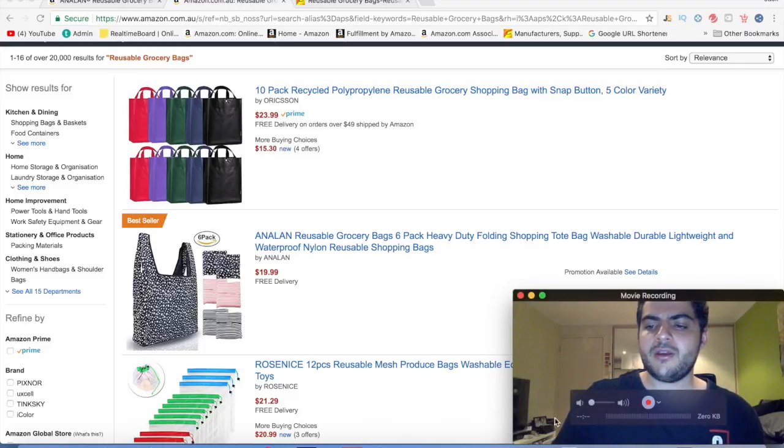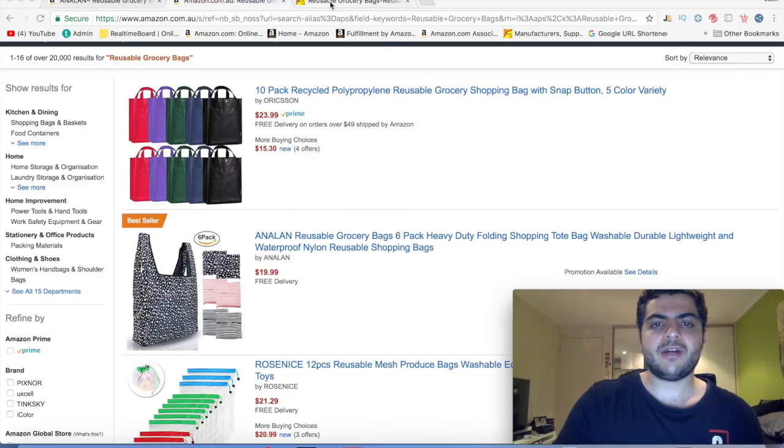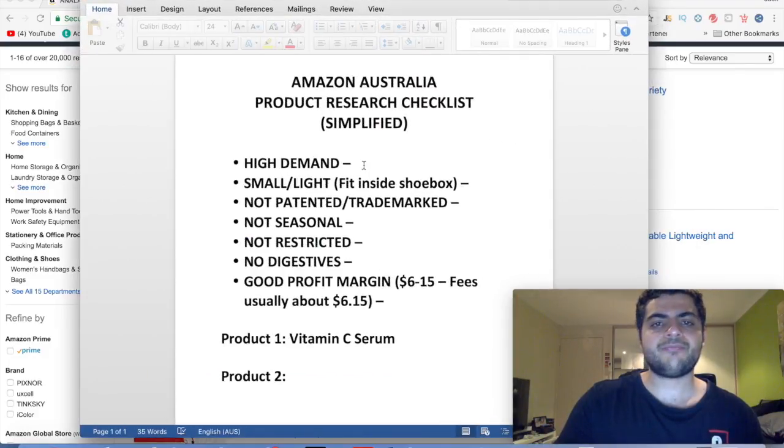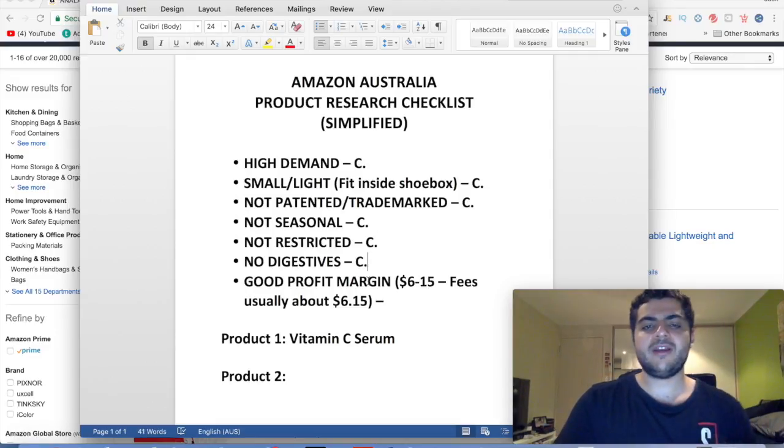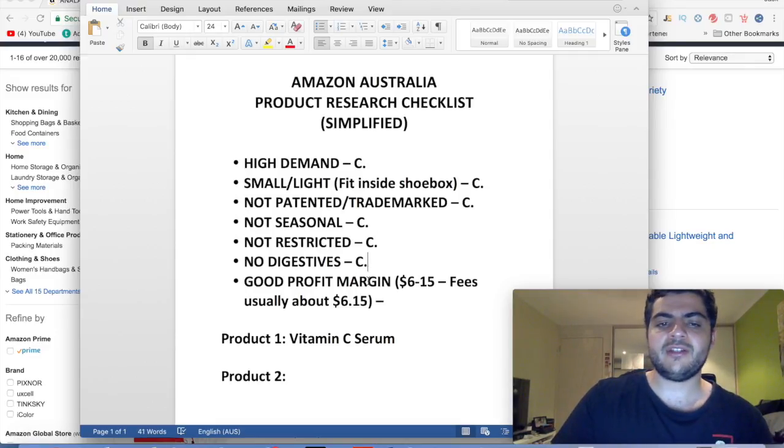So now, where are we going here? We're going to Alibaba. No, sorry, going to the checklist. High demand, we know that's there. Small and light, so we know it's most likely going to be folded and put in a poly bag, which is a plastic bag, when they ship it. And we know it's going to be light. I know this one isn't trademarked or patented just by looking at it. It's not going to be seasonal. People need grocery bags all year round. It won't be restricted, and it's not a digestive. So that one was very easy, even easier than the last one. The last thing to check is to make sure it's got a good profit margin.